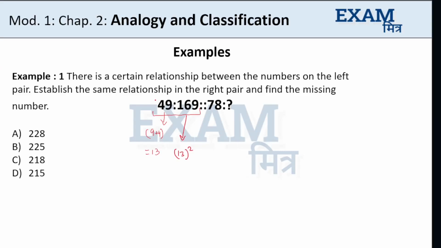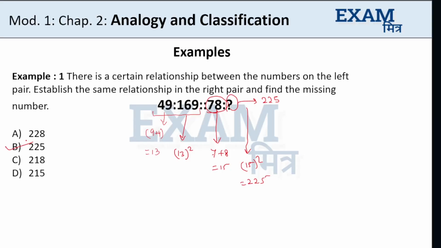So that means we need to find the sum of the digits of the first number, and then the second would be the square of that sum. So what will be the sum of the digits of these two? It is 7 plus 8 and that is 15. Then what is 15 square? 15 square is 225. So this question mark would be replaced with 225. So this would be our answer.